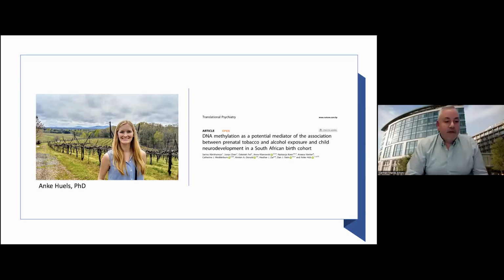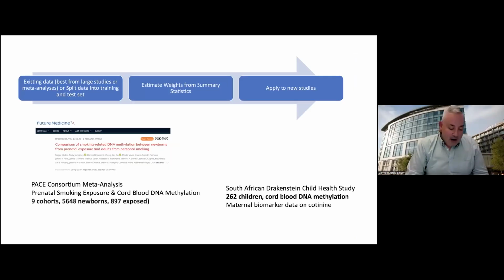And I thought this was a great example of how we can make use of a lot of the existing data that's out there. She used results from the PACE Consortium meta-analysis. So this is a large meta-analysis of studies of prenatal smoke exposure and cord blood DNA methylation. In this case, it was across 9 cohorts and almost 6,000 newborns, with nearly 900 exposed to prenatal tobacco use. So this was published data, published summary statistics from that data.